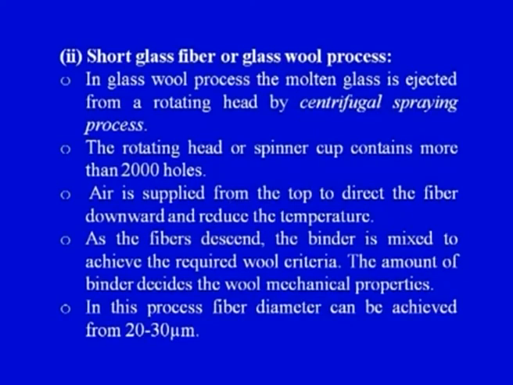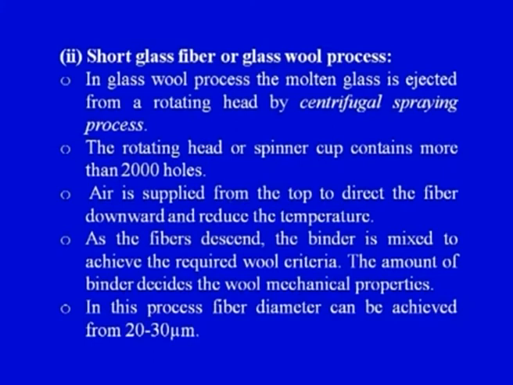As the fibers descend, the binder is mixed to achieve the required wool criteria. Now, glass wool has to be, different fibers have to be bound together. So, the binder is added when the fibers are coming down. The amount of binder decides the wool's mechanical properties. So, when we are making the glass wool, the final properties would depend upon the amount of binder which we have injected while the glass was descending under the pressure of the air.